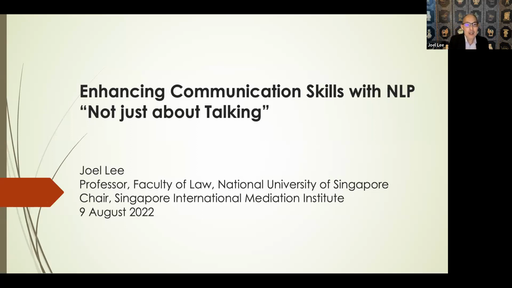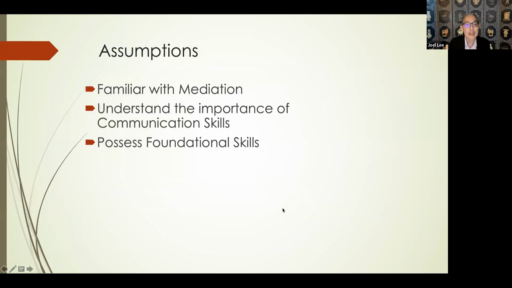Right. I'm going to start off with a few assumptions. The assumptions I'm going to make here are that everybody in this audience is familiar with mediation. I'm going to assume that you know what that is, so we all start on that page. I'm not going to go through that. And we all understand the importance of communication skills. One of your key skill sets for any mediator, any professional communicator, is communication skills. And I'm going to assume you possess foundational skills in terms of communication, things like active listening, open-ended questions, closed-ended questions, those kinds of things. So I'm not going to touch on all that, okay?